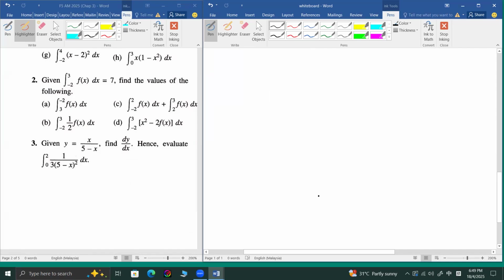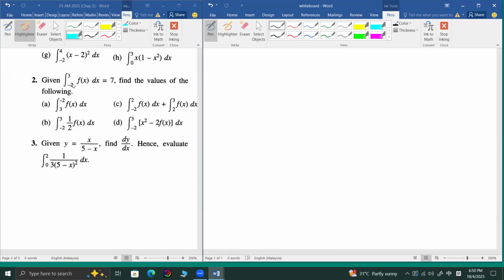Question 2. What I want you to take note of is that in question 2, we have a certain formula for you to follow. Okay, see the formula here? First of all, can you see this limit that is upside down? Given is 3, -2, but you're asked to find -2, 3. See the difference? So there's a formula to follow.